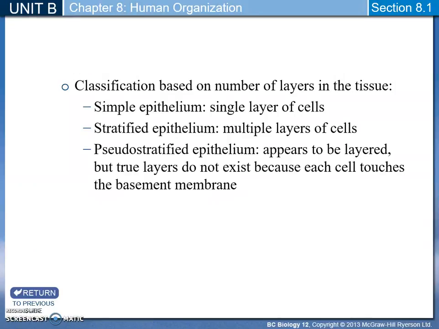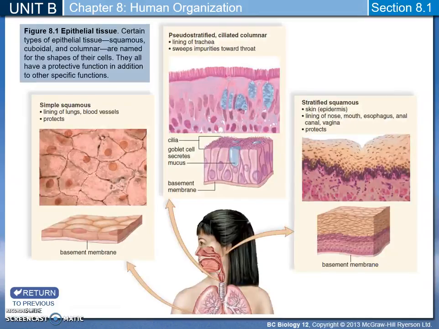With true stratified epithelium, not all cells will touch the basement membrane. In the simple epithelium, they will. And also in the pseudostratified, each of the cells actually touches the basement membrane.